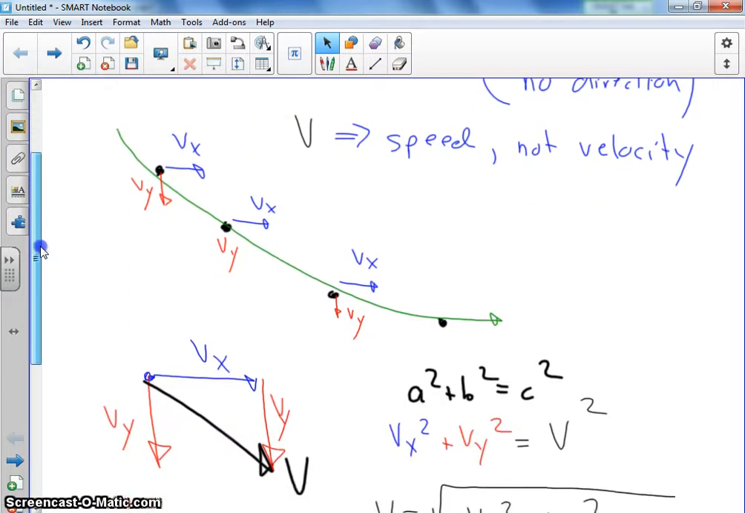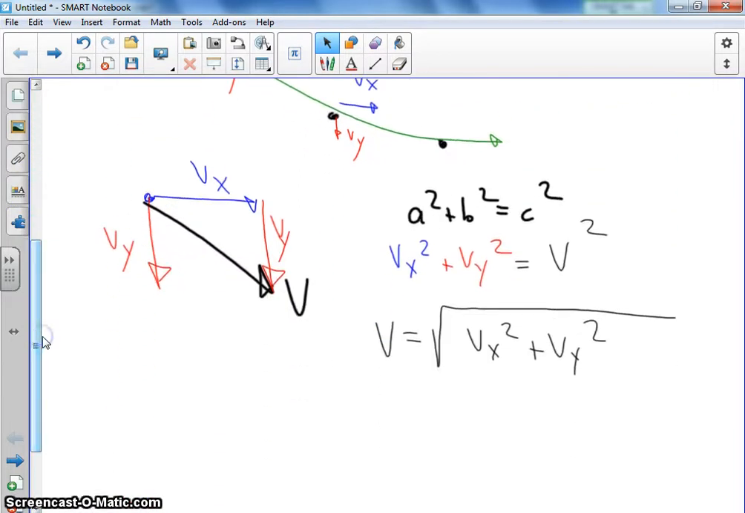So we're going to have to go back to Pythagorean's theorem. The Vx is the horizontal velocity, the Vy is the vertical velocity. What we actually need is the hypotenuse. We need the V, and we don't care about the direction. We just need the magnitude of this, so this is actually our speed.